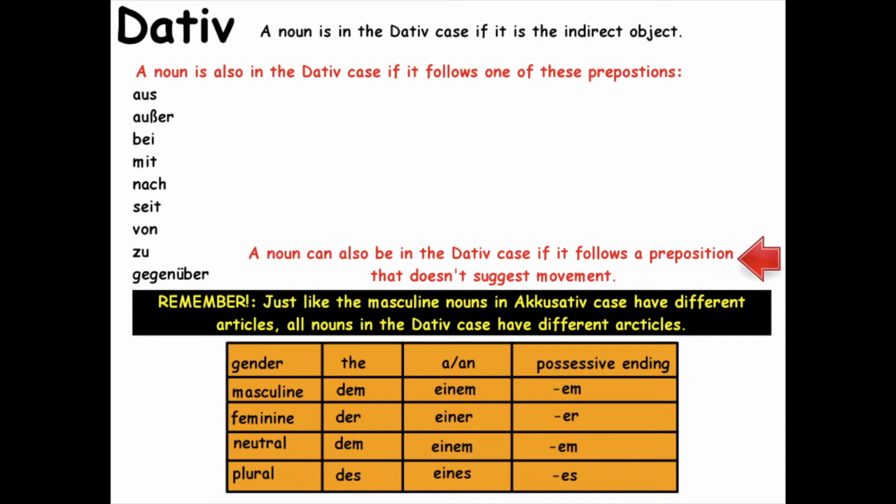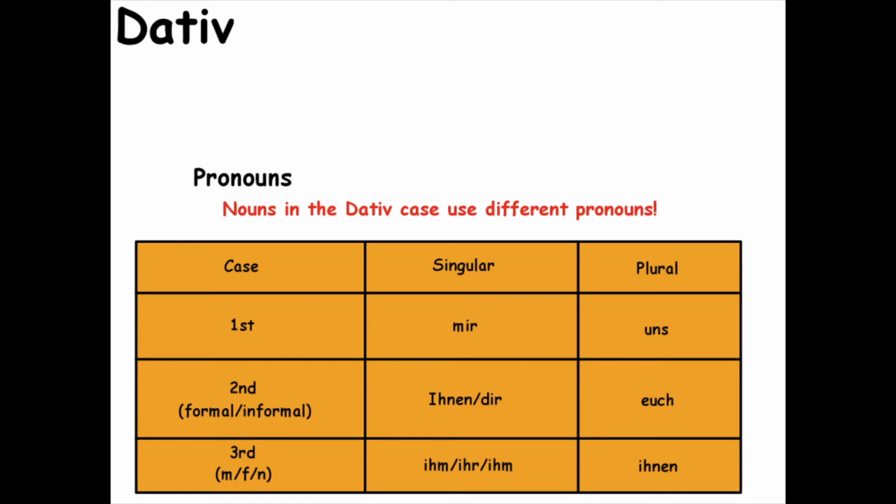Now, this is a little bit more complicated. You're going to have to just remember this cold, the way it is. There's this chart. Every single one of the articles are going to change, no matter what the gender, plural, whatever. Everything's going to change. So take a look at that. I'm not going to go through it. That's just a resource for you to use. Enjoy. Now, just like the accusative case, the pronouns are going to change for the dative case.